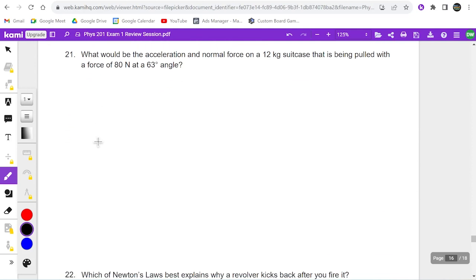So, with that, we go to number 21. What would the acceleration and normal force be on a 12 kilogram suitcase that is being pulled with a force of 80 newtons at a 63 degree angle? First thing I'm going to do is draw a picture of this scenario. Always a good idea to start with a picture. So we've got a 12 kilogram suitcase, and it's being pulled with 80 newtons, which I'll call F_P on B, push on box. Why not? And the angle is 63 degrees.